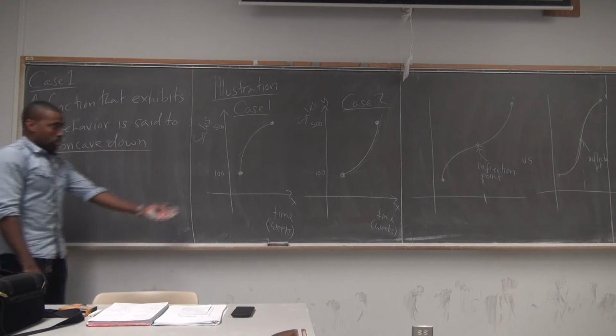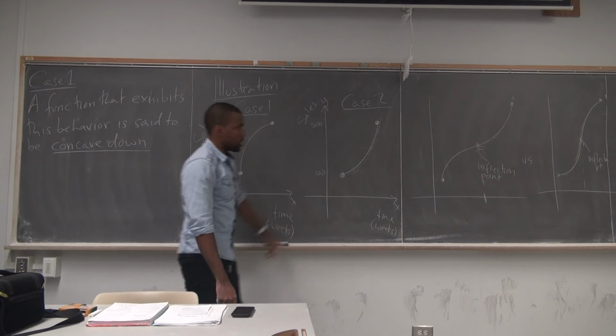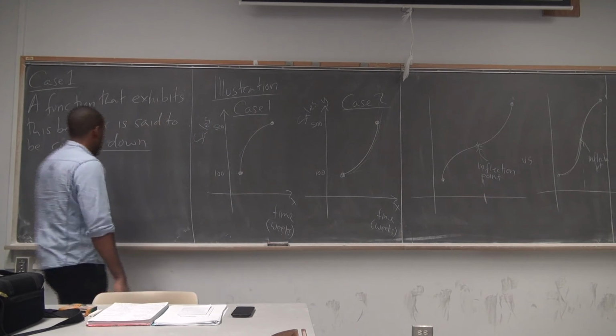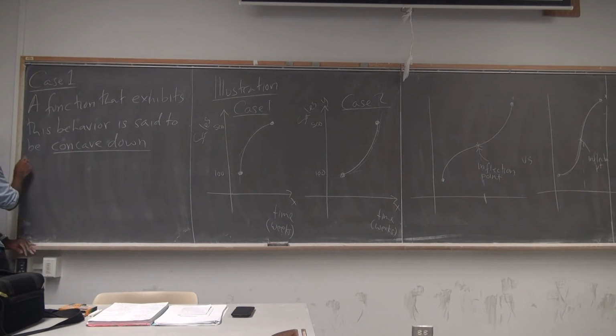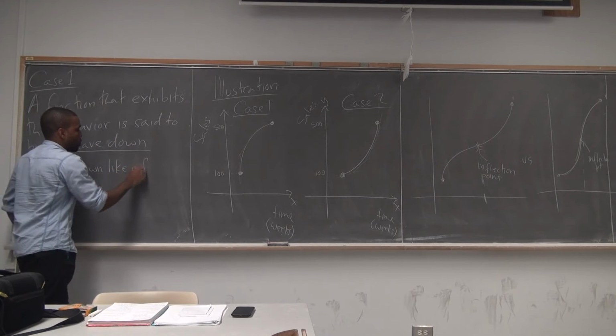Right? So this kind of feature, when you're looking at a graph for how it's bulging, that says you're looking at concavity. Something that's bulging like this, you call it concave down. Right, so it's called concave down. A mnemonic that you can use to remember that is down like a frown.